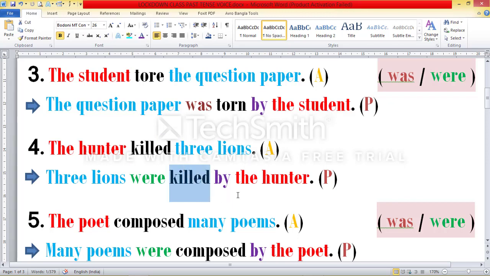Then we have to put after the third form of the verb, that is the past participle form of the verb, the preposition by. So at last, the subject of the active sentence will be written as the object of the passive sentence. So the hunter has become the object here. So the passive form of the sentence, the hunter killed 3 lions, is 3 lions were killed by the hunter.